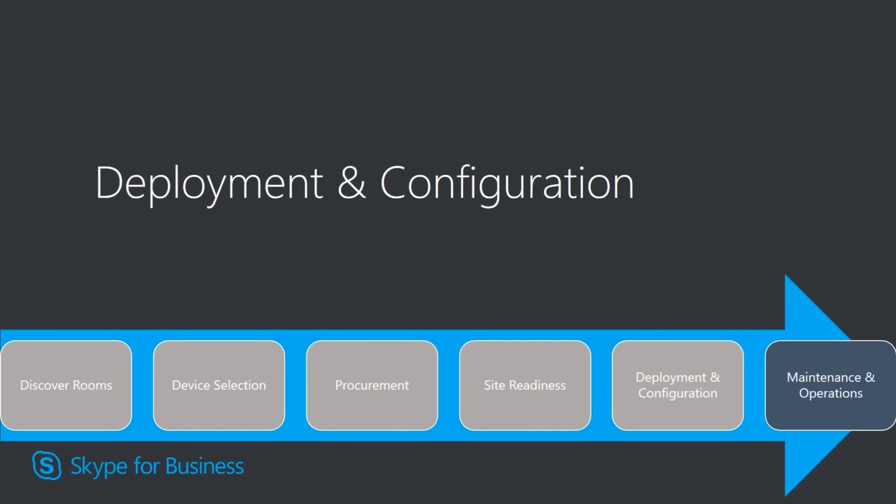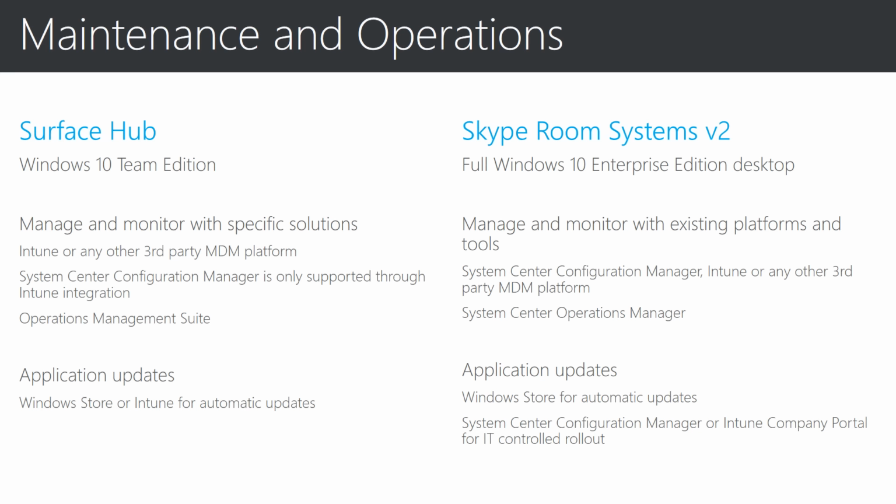The final step is how you plan for the maintenance and operation of these devices. A Skype Room System's V2 device is a regular PC, but hardened and configured for a kiosk mode that allows you to run only Skype for Business Room application in that kiosk mode. You can manage and monitor a Skype Room Systems device like any other Windows device. You can use existing platforms and tools like System Center Configuration Manager, Intune, or System Center Operations Manager.